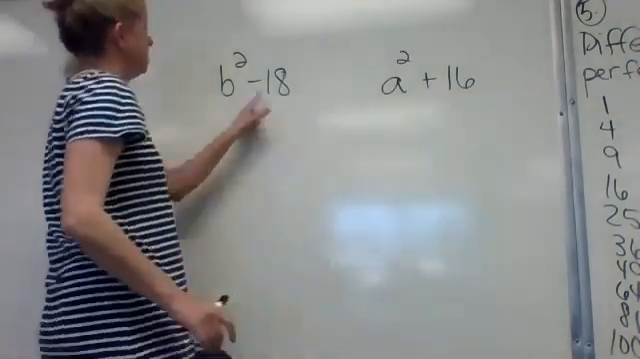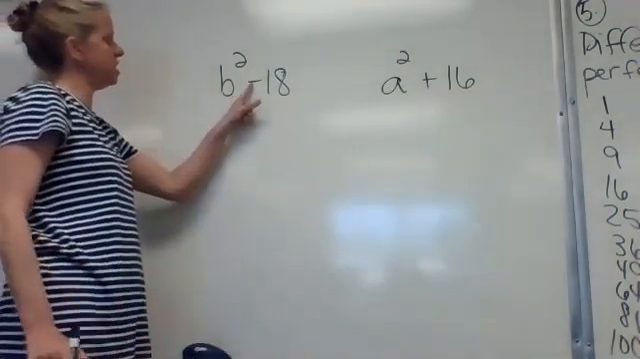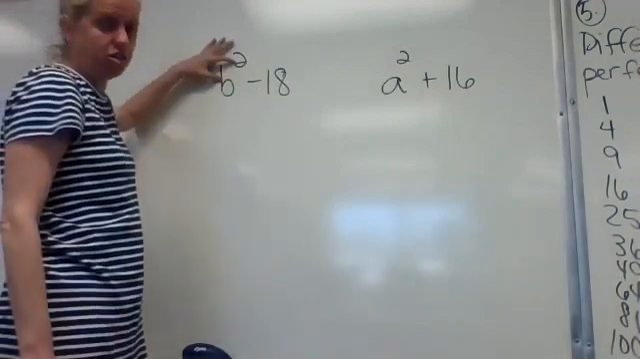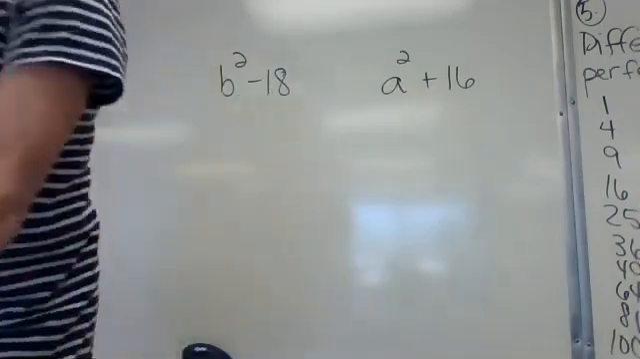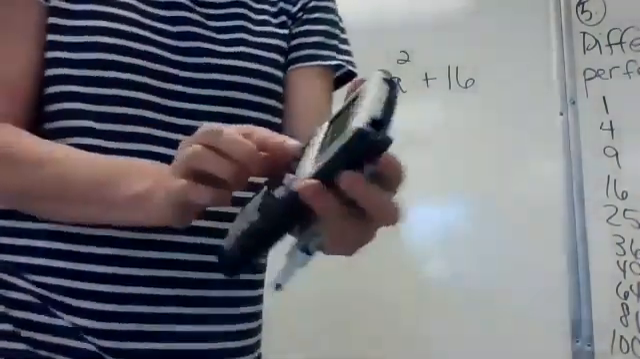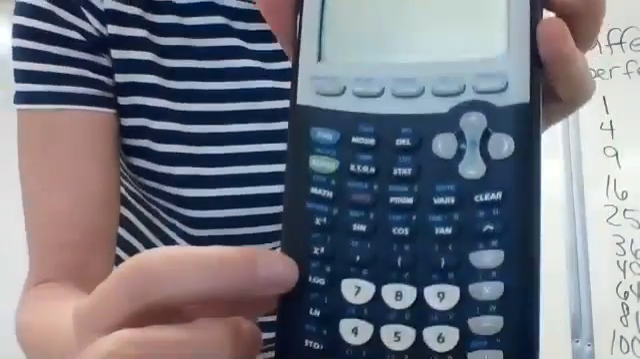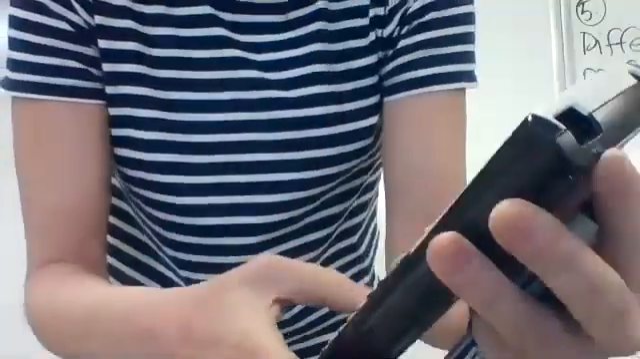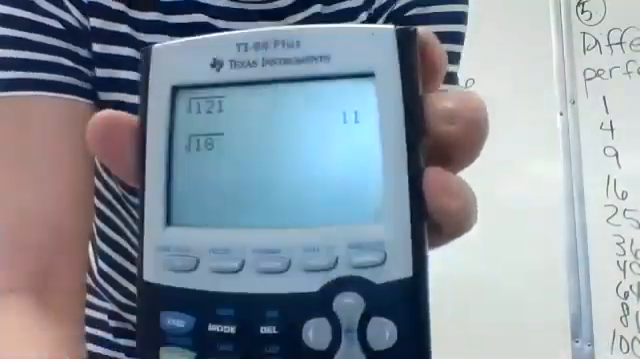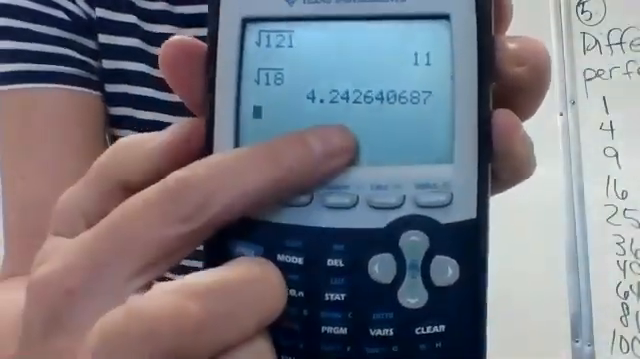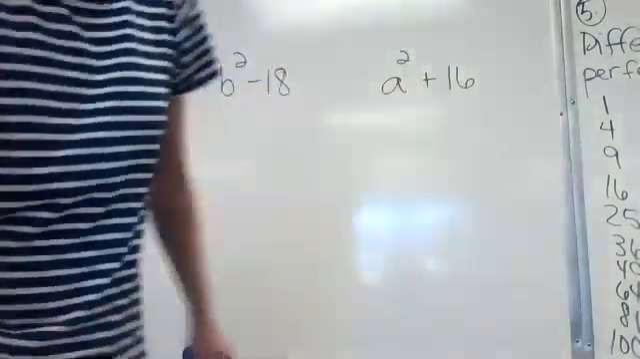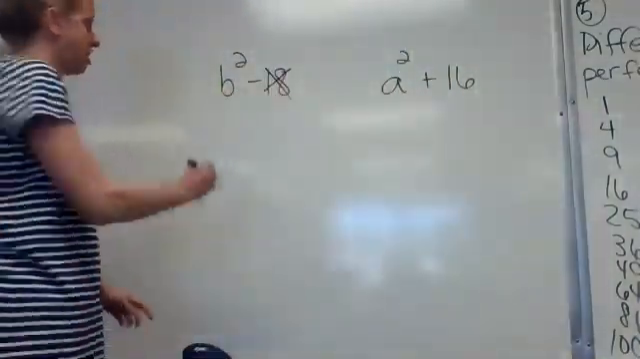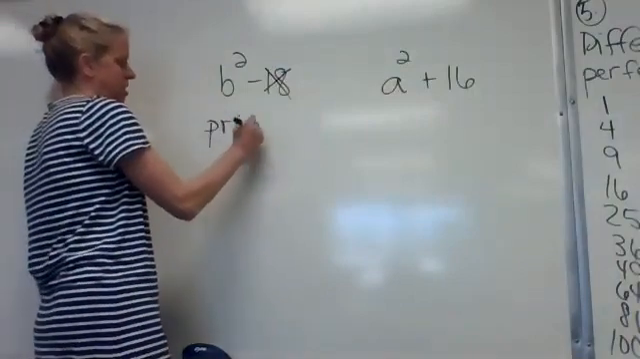So do your checks. 2 terms, yes. Minus in the middle, yes. B squared is a perfect square. I can use B and B. But what about 18? If I did my check and did second square root and put the 18 here and hit enter, it gives me a decimal. That means 18 is not a perfect square. So that one messes up my checks, which means this one is prime.